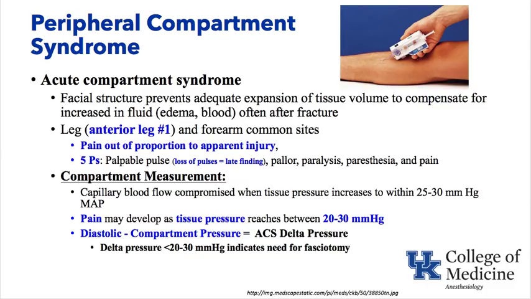Acute compartment syndrome is when you have a fascial structure that prevents the expansion of tissue volume to compensate for an increase in fluid, and that fluid can be edema or blood, often after a fracture. The anterior compartment of the leg is the number 1. We can also have forearm compartment syndromes.